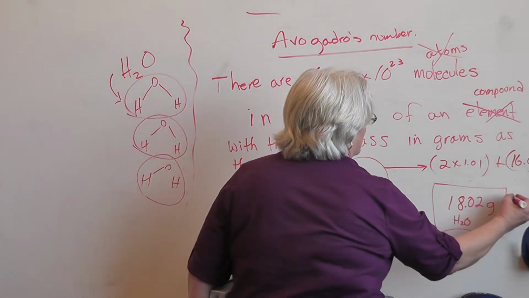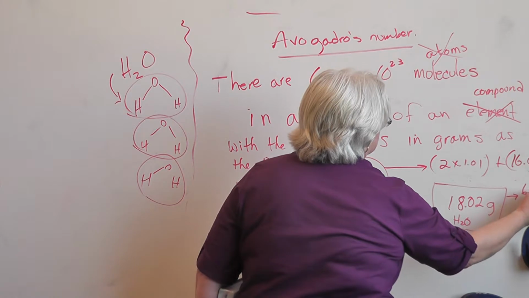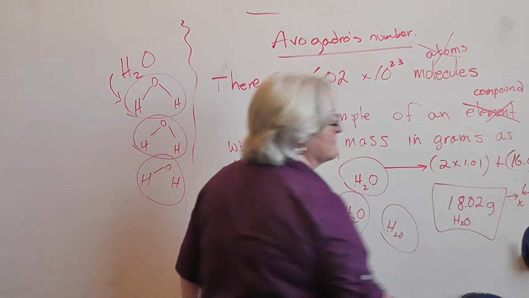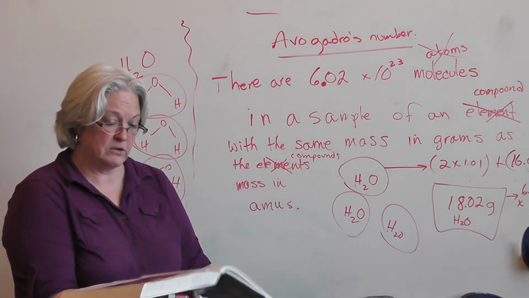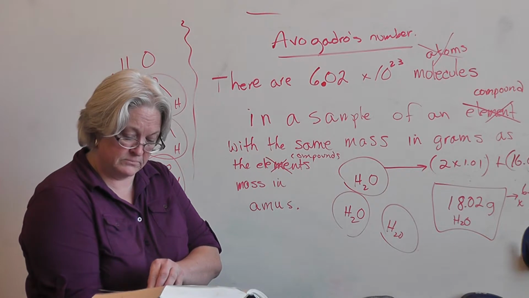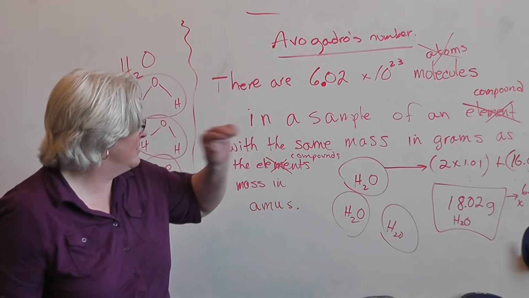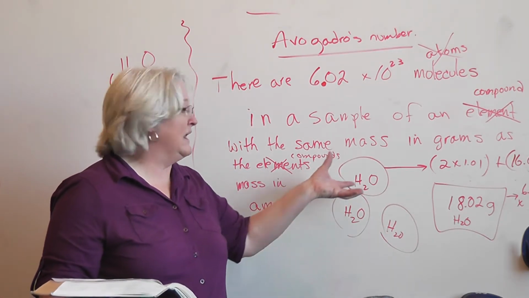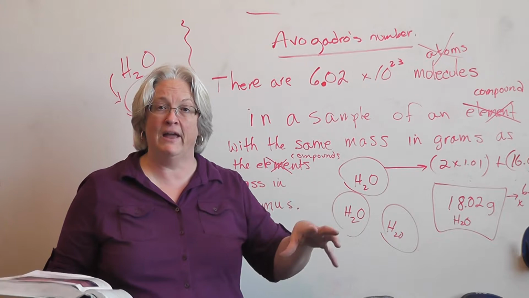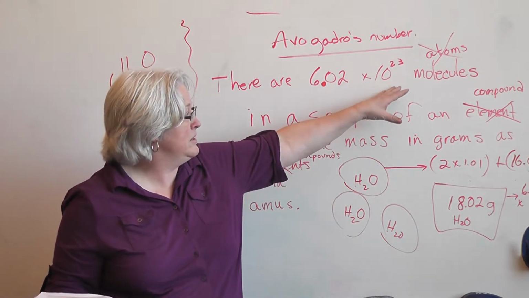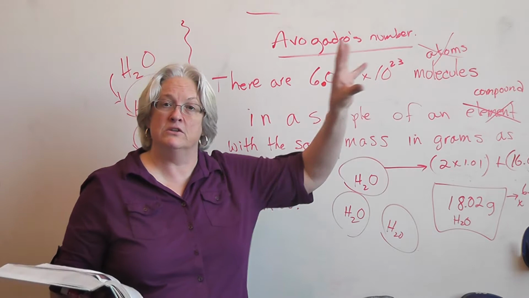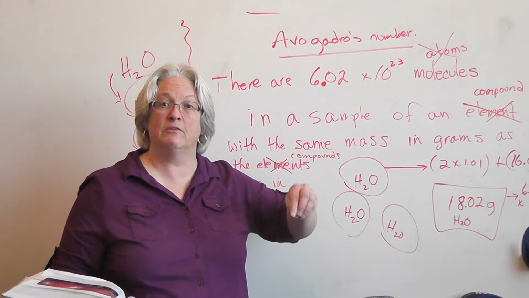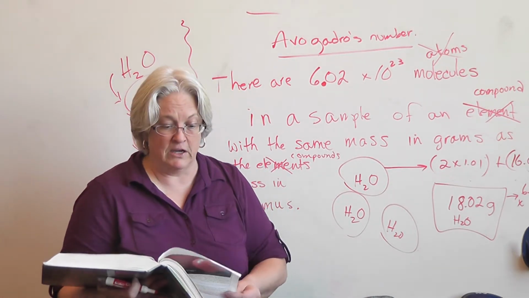A sample of water that has a mass of 18.02 grams is going to contain Avogadro's number of molecules, which is 6.02 times 10 to the 23rd. That's what we're talking about when we talk about Avogadro's number. And you see that the mass of an element or the compound that contains this many molecules is going to be different. It's going to depend on the atomic mass of each element. It's going to differ with the atomic mass of each compound.